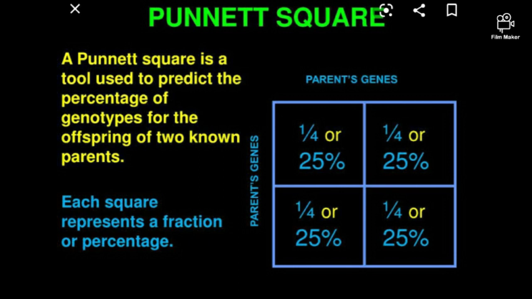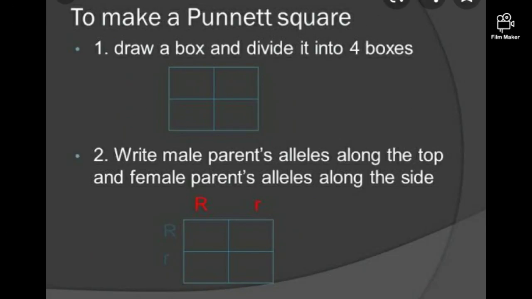So we will make a box like this and divide it into 4 small boxes. We are dividing into 4 boxes because we are considering only one trait as of now, because I feel that you are still not clear with the single trait also. When we are considering a single trait, it is a monohybrid cross, and when we are considering 2 traits together, it will be a dihybrid cross.